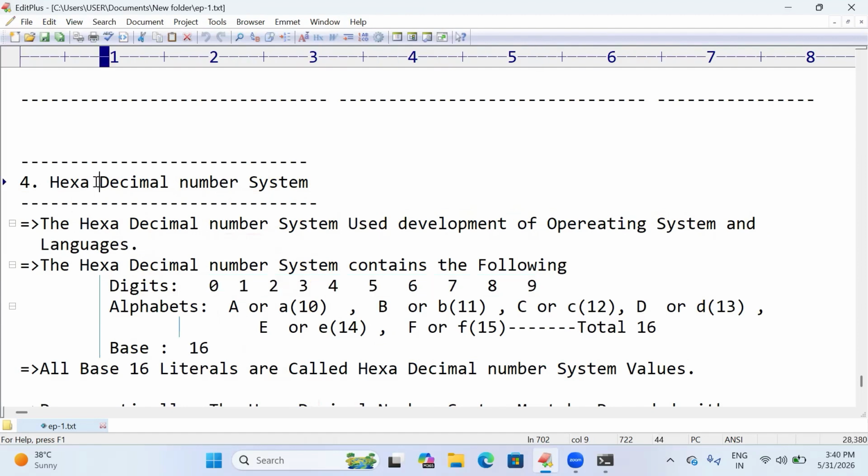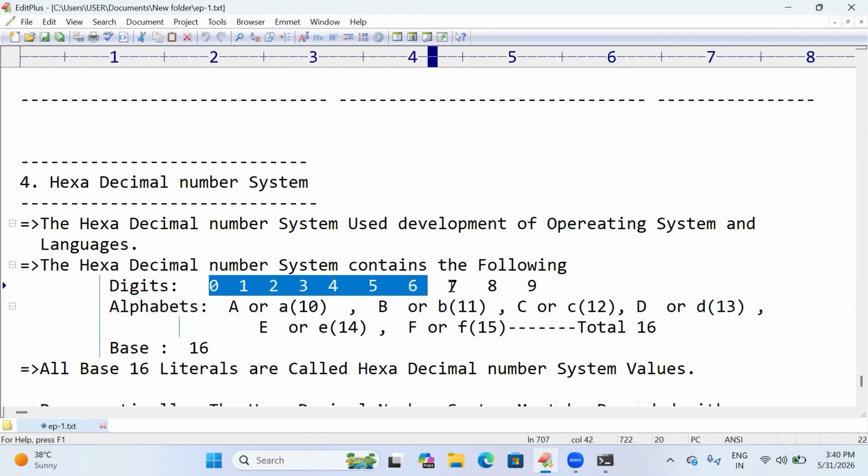So hexa means 16. In order to complete this 16, we are taking alphabets also. So we have a total of 6 alphabets. See, A, capital A, or we can use a small a. So we are declaring that A as 10. So next B, next C, D, E, F. So the hexadecimal number system contains digits and also alphabets.